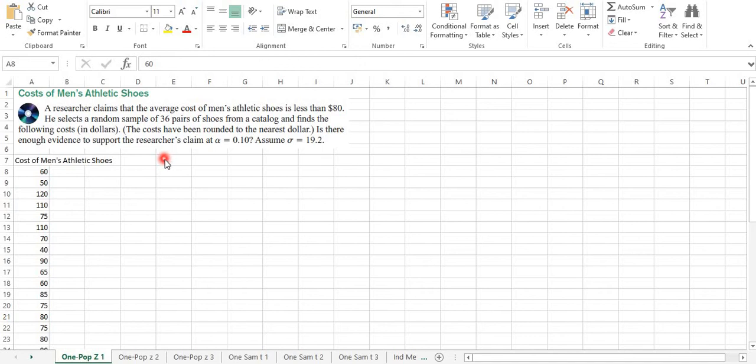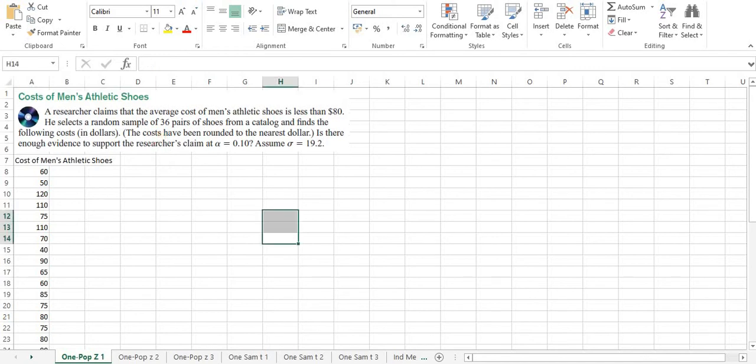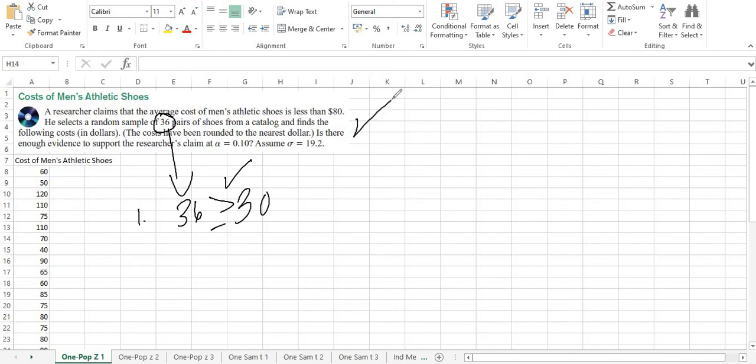We have to make sure first that this problem is actually for one population z-test. And how is that? Here we see that the random sample is actually 36. 36, as we all know, is greater than or equal to 30. Therefore, it follows the first of the two conditions of using one population z-test. Therefore, this can be tested rather for one population z-test.